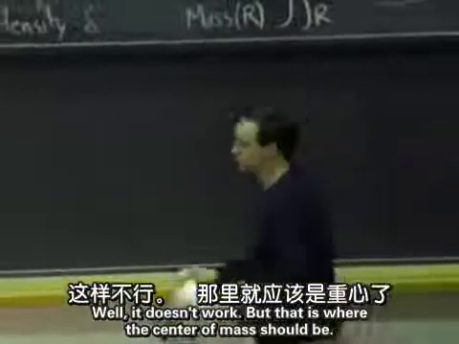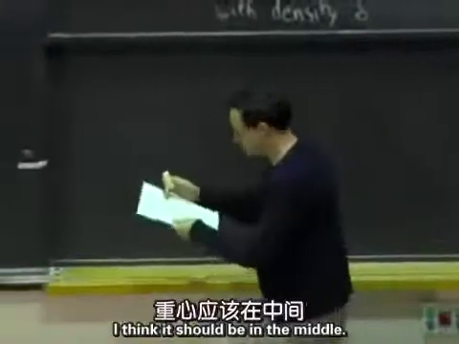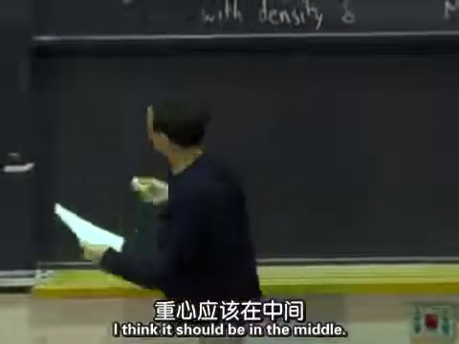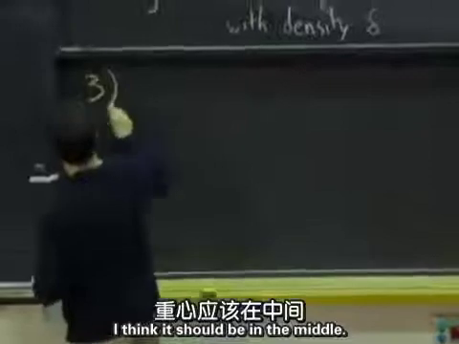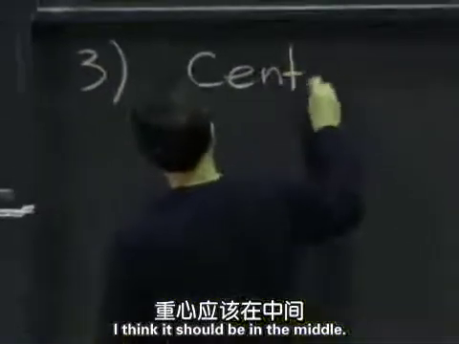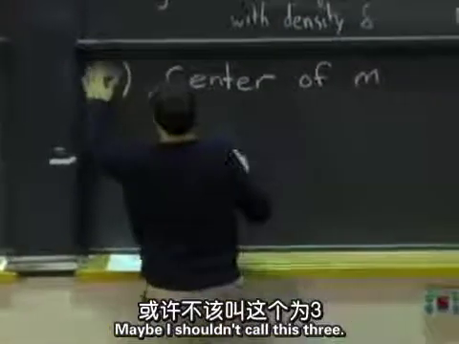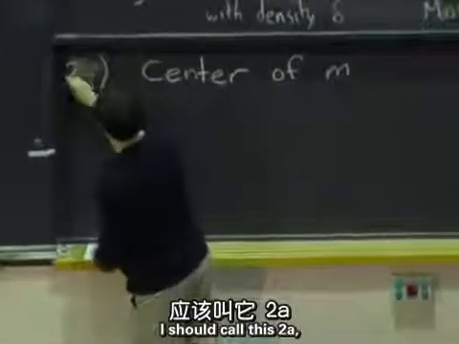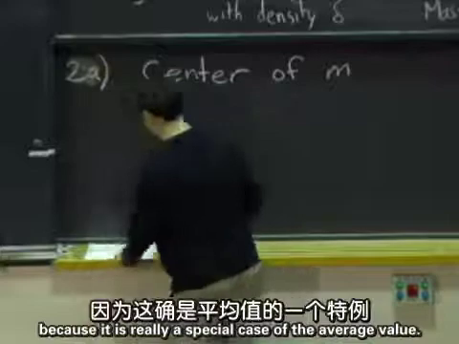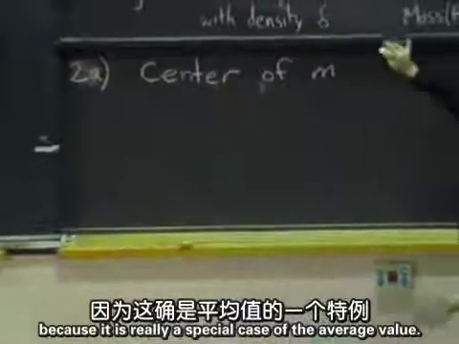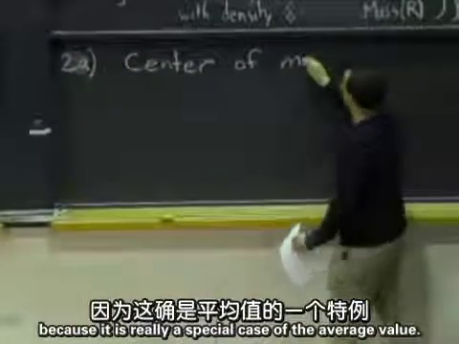Okay, but that's where the center of mass should be. I think it should be in the middle. So, well, maybe I shouldn't call this 3. I should call that maybe 2a or whatever. So it's really a special case of the average value.